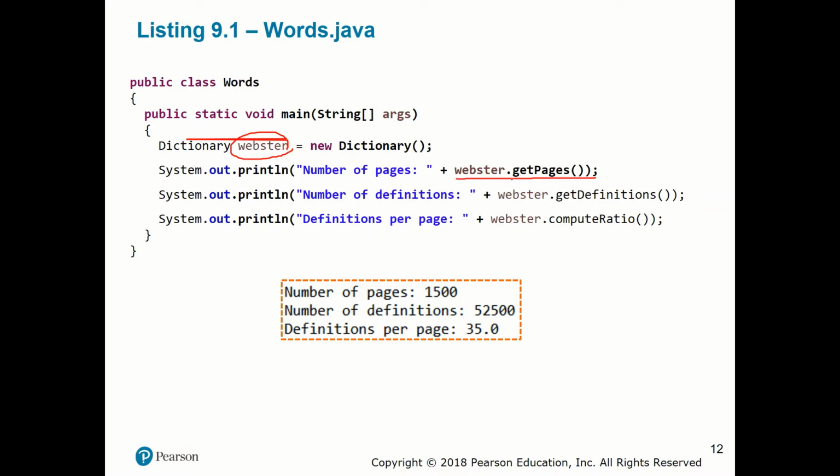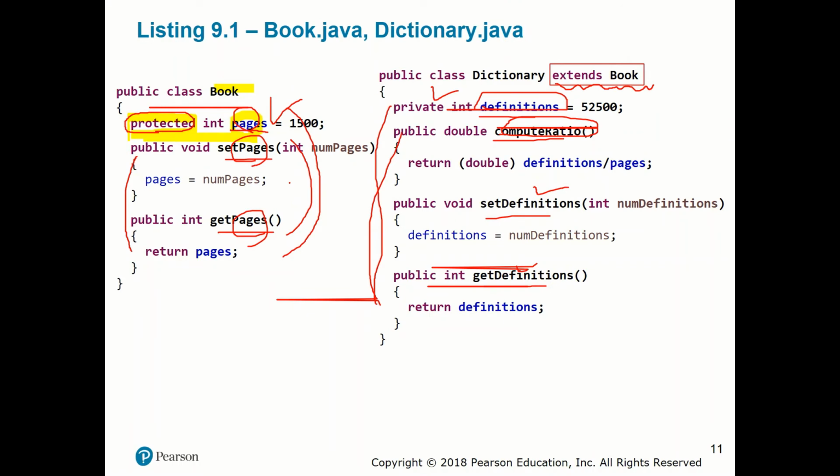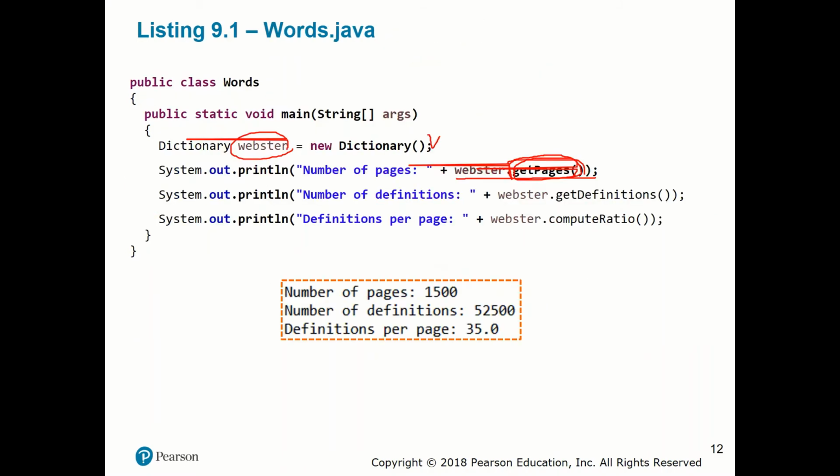Webster.getPages. getPages is not in the Dictionary class. It's in the Book class. But the Book class is a parent class of the Dictionary class. So the object of Dictionary can use getPages. See here, getPages is here, but it belongs to the parent of Dictionary. So the Dictionary object can use the getPages method.